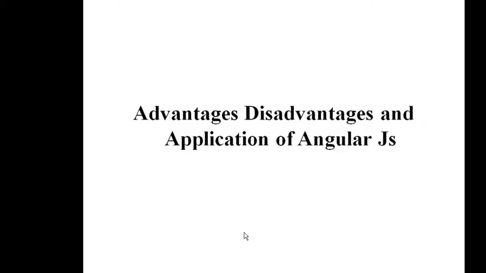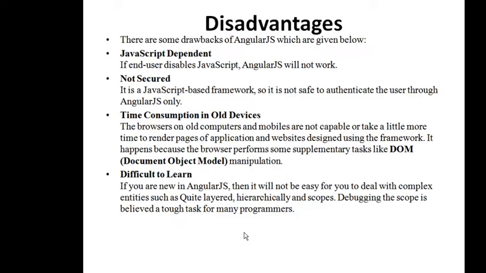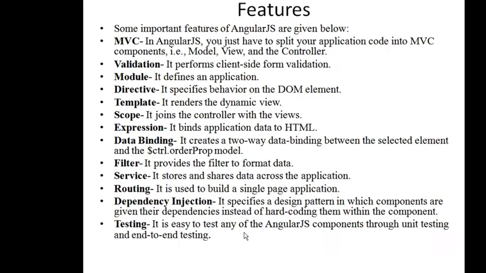Now next are the advantages, disadvantages and applications of AngularJS. What are the features, what are the drawbacks available for Angular 4.0, and where Angular 4.0 is currently used in the market as well. Now the first are the advantages of AngularJS, that is, the features. We can also call them the characteristics of AngularJS.